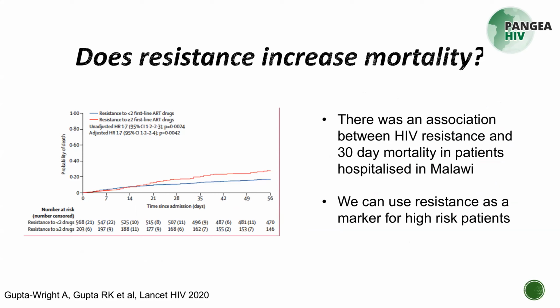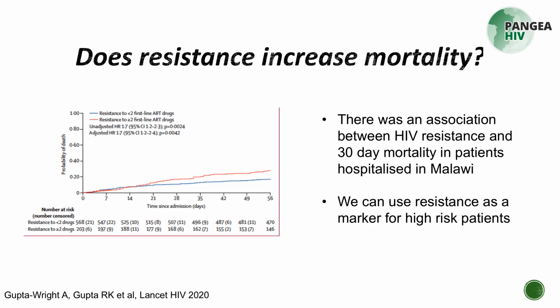And we found that those individuals with a drug-resistant virus that was resistant to at least 2 drugs was associated with an increased mortality in a 30-day window period after their admission. So if they went home, they were 1.5 to twice as likely to die if they had drug-resistant viruses.